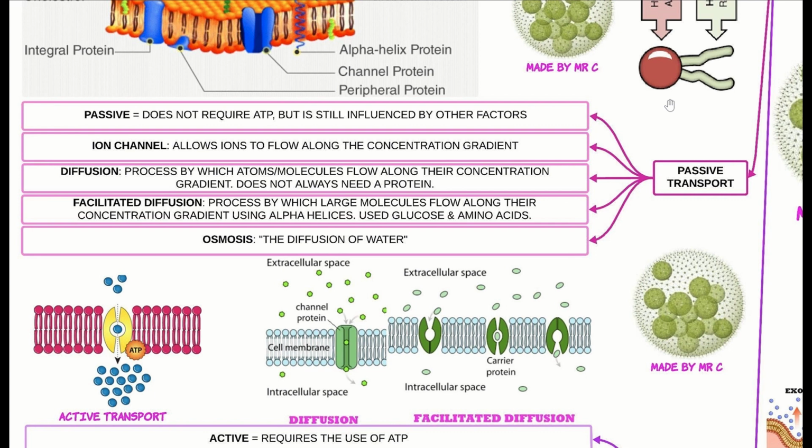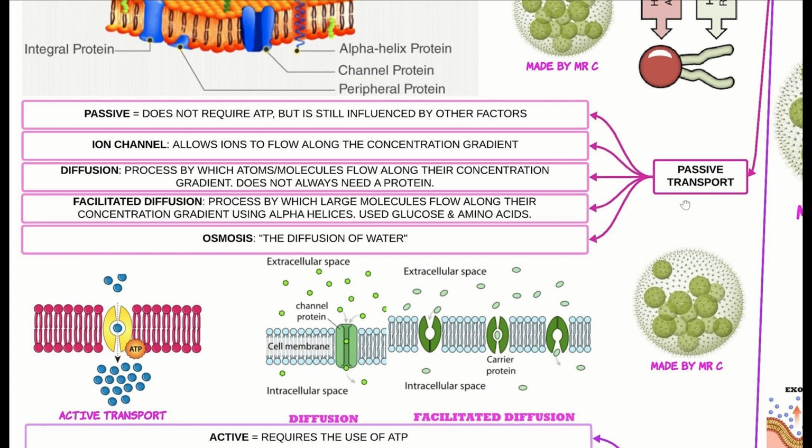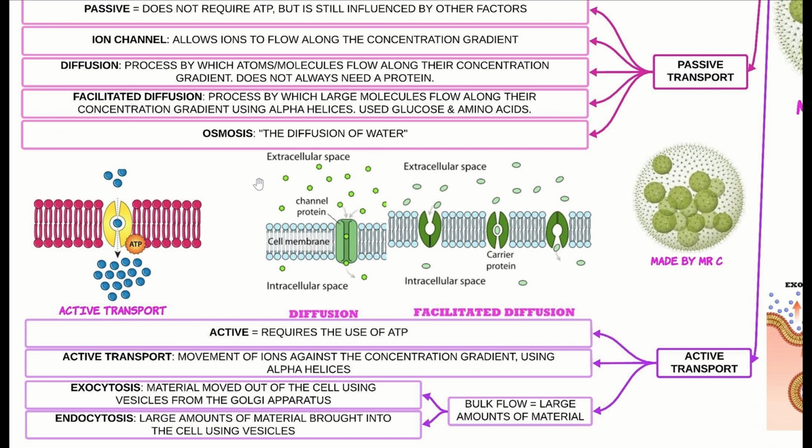Diffusion is the process by which atoms or molecules flow along their concentration gradient. It does not always need a protein, but most of the time it involves a protein, in that it involves an ion channel. Then we have facilitated diffusion, in which large molecules still flow along their concentration gradient either into or out of a cell, but it uses an alpha helix, and the examples here are glucose or amino acids. Last of all is osmosis, which we can loosely define as the diffusion of water, but we'll talk about it later.